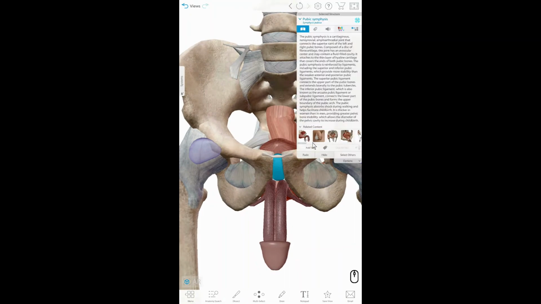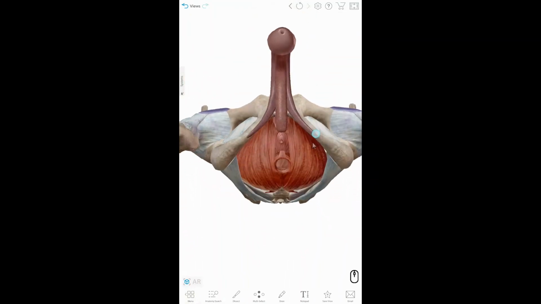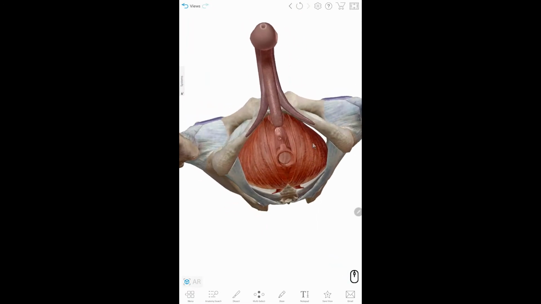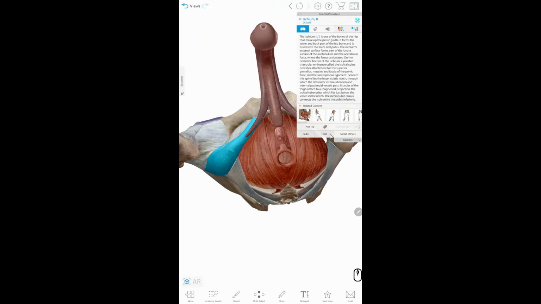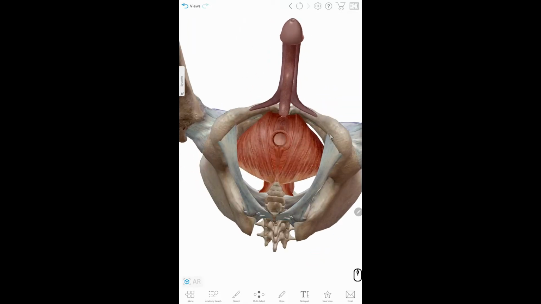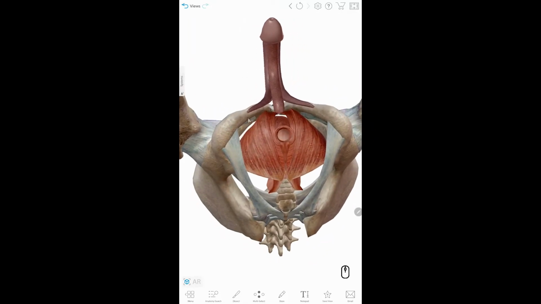This structure here is the pubic symphysis, and we can see that the anterior boundary is formed by the pubic symphysis. The anterolateral boundary is formed by the ischiopubic ramus. So this part here is the ischiopubic ramus. Laterally it is formed by the ischial tuberosity. So this part here is the ischial tuberosity.